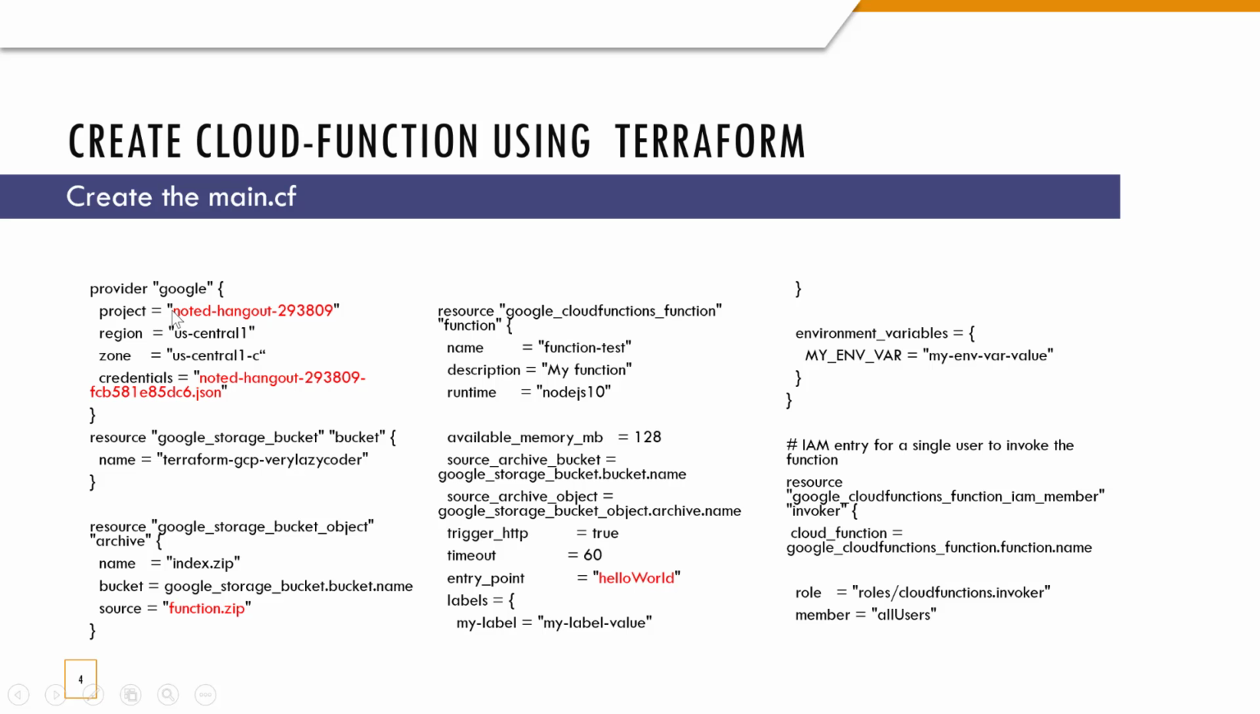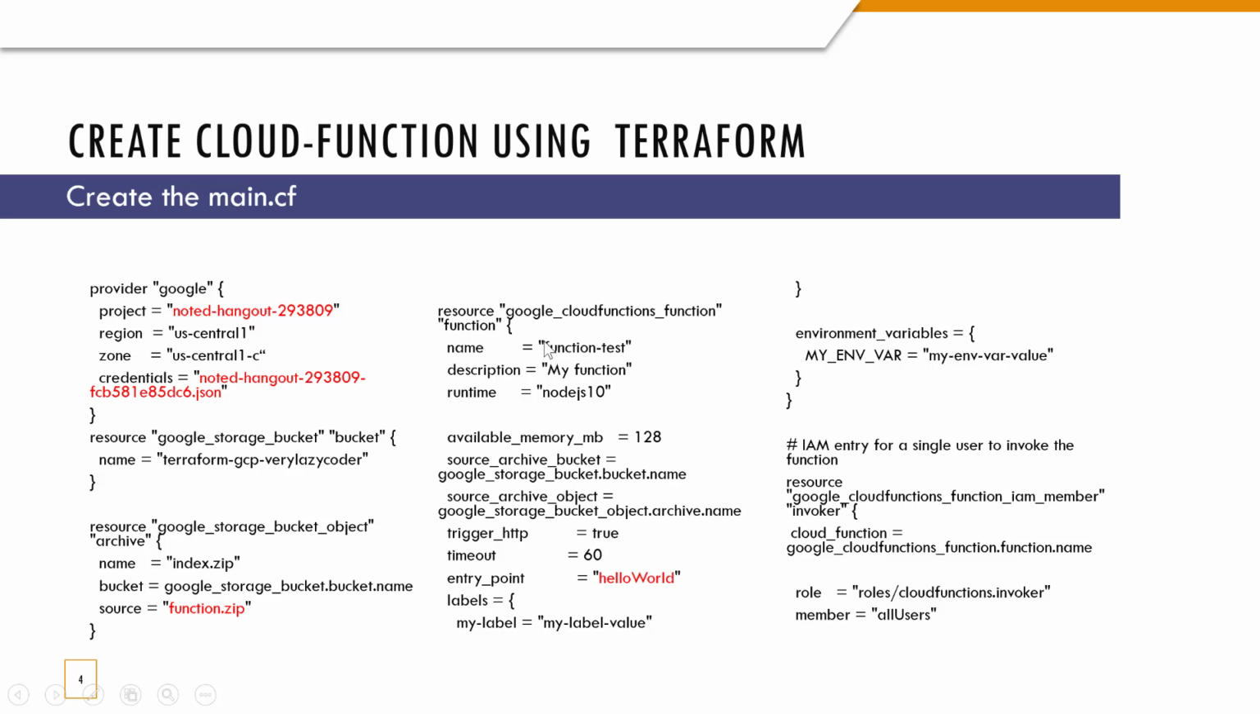So the main.cf file, the provider for that should contain the project and the credentials. The credentials is basically the same that we got from the service account. And then we will create a bucket. The name of the bucket would be terraform-gcp-verylazycoder. And inside that bucket, we would add an object called index.zip. And this index.zip should point to the function.zip file that we created previously. And that function.zip file would just contain that very basic JavaScript function.